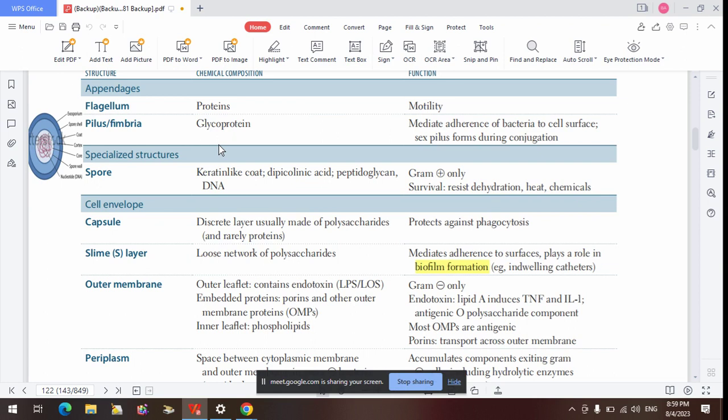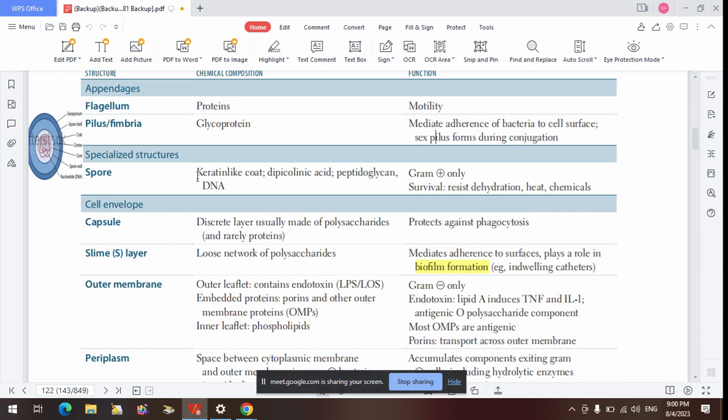E. coli will use its fimbriae to attach to the epithelium of the genitourinary tract, the uroepithelium, that is the epithelium lining the urinary tract. It's because E. coli has that fimbriae that it can attach to that epithelium and cause urinary tract infection. Do we get it? We are going to explain the other ones too. So that is all about the appendages. Then we'll go to specialized structure.